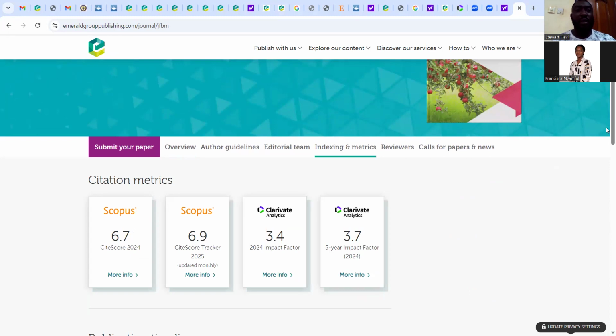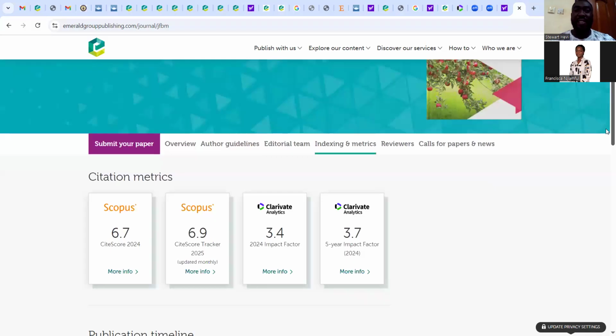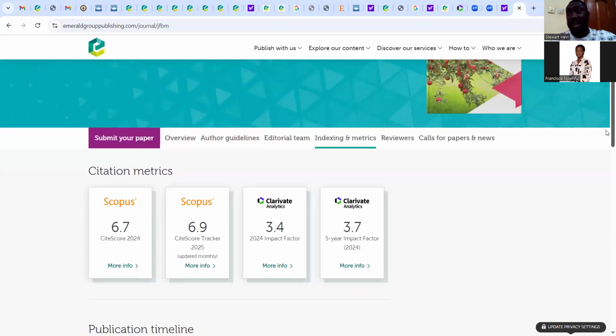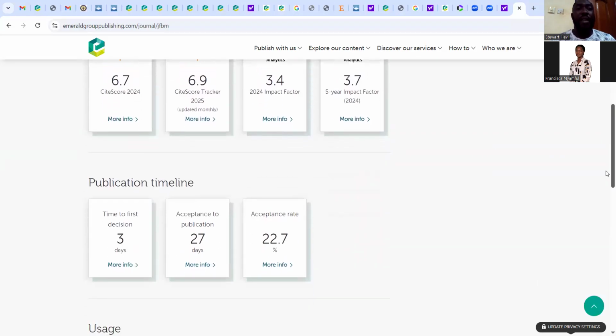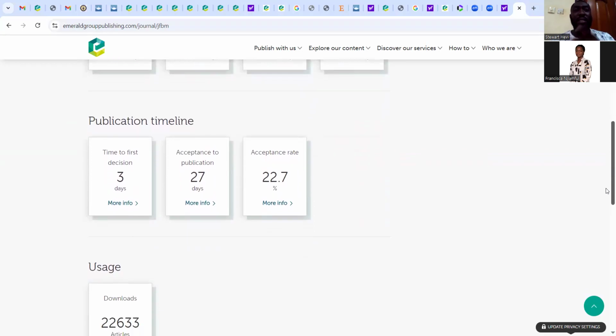Scopus score is 6.7 for 2024. So far in 2025, it's 6.9. When we look at the Web of Science, it's 3.4, which is higher, so when we compare to the other ones, you see clearly that it's higher in terms of its impact. Now let's go to the publication timeline. Look at the time to first decision. It says 3 days. Yes, 3 days.